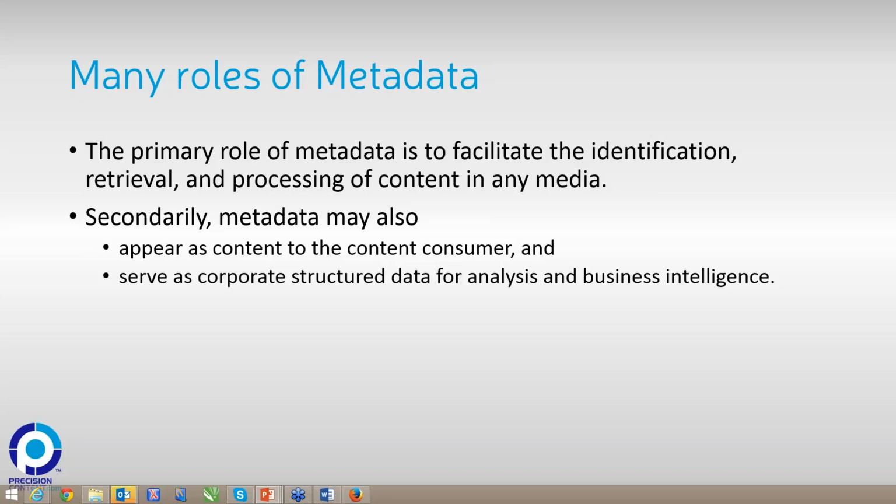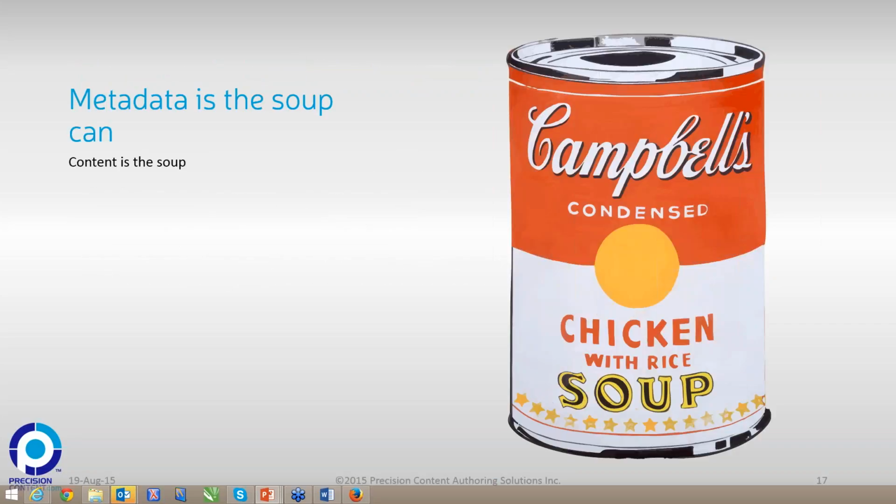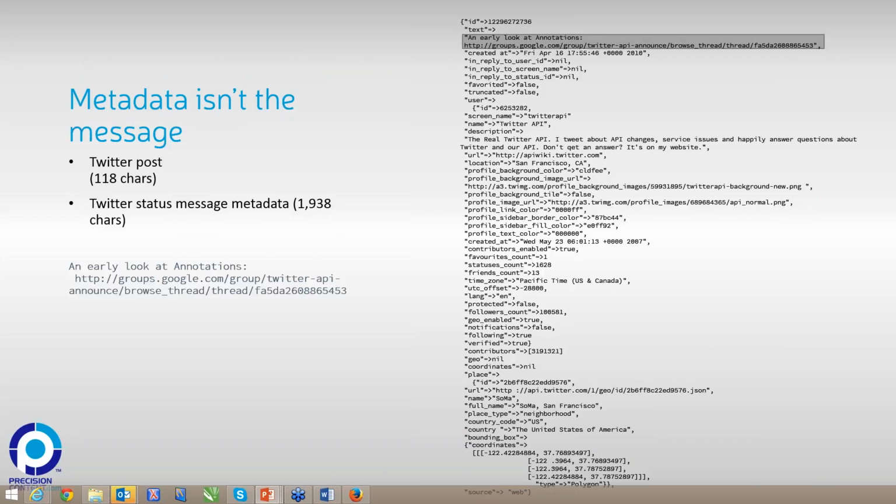One of my favorite metaphors for metadata to really understand what it is is a soup can, where metadata is the soup can, and the content itself is the soup. There's a lot of information, of course, that we can get from the soup can that we obviously can't get from the soup, but that it helps us to identify and also manage this particular product through its life cycle. And of course, metadata isn't the message. In fact, what we're looking at here is the metadata behind a Twitter message. While the Twitter post is only 118 characters, the actual metadata message itself is almost 2,000 characters in length.